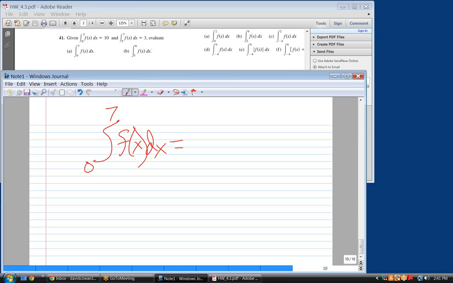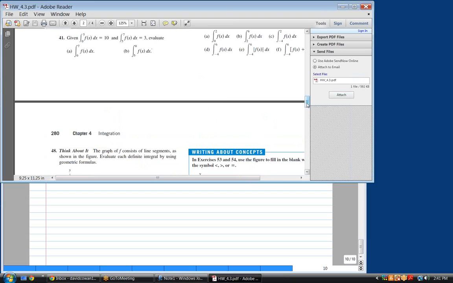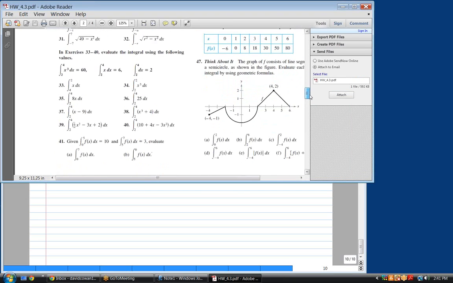And we have been given those two, 0 to 5 and 5 to 7, so it would be equal to the two of those integrals up top added together. Like that. So then we'd get 10 plus 3, which is 13. Correct. Okay, how about b? That's just the opposite of the first one they gave, so we can just go with negative 10. Okay, 47.